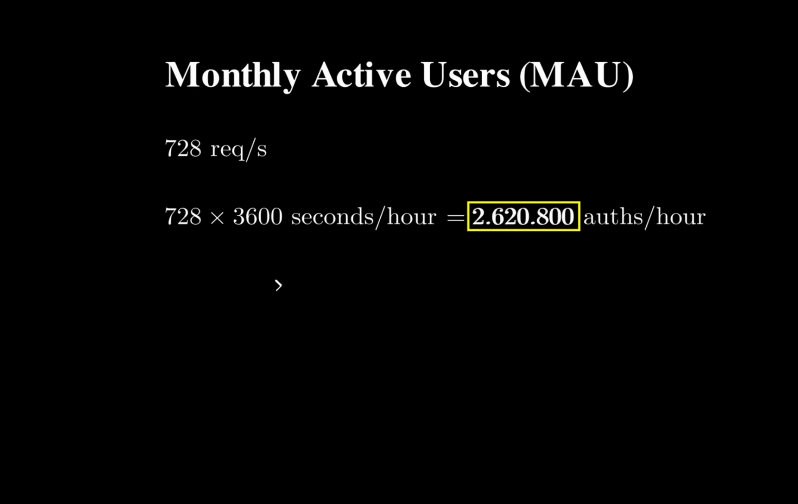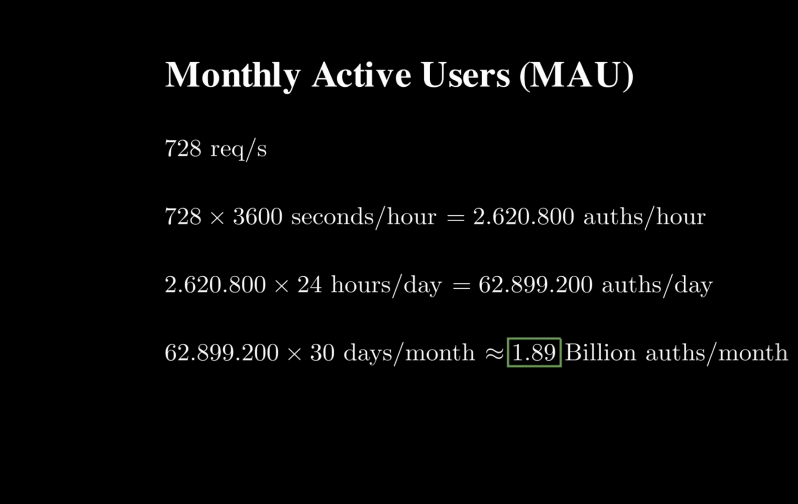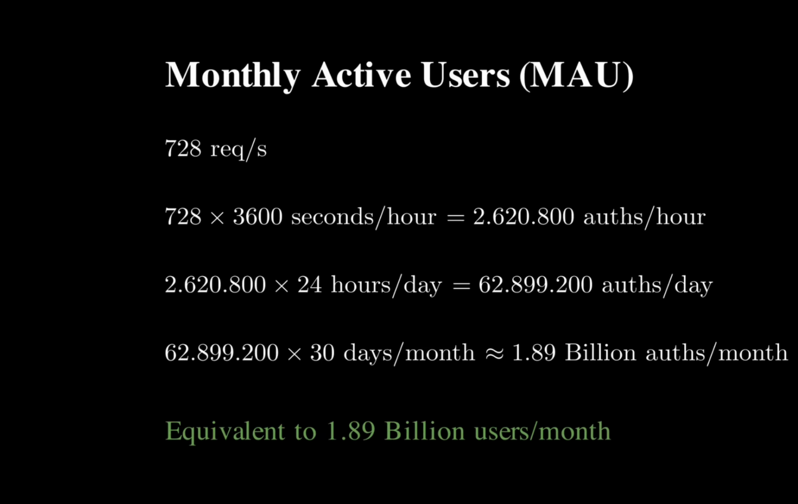To truly put these numbers in perspective, let's translate our RPS to a monthly user capacity. The current infrastructure under 1500 concurrent users sustains a throughput of 728 requests per second for the login operation. Let's do the math. 728 requests per second translates to 62.9 million authentications per day, which means 1.8 billion authentications per month. This means that theoretically, this infrastructure setup could handle a volume equivalent to 1.8 billion active users if each user logged in once a month.